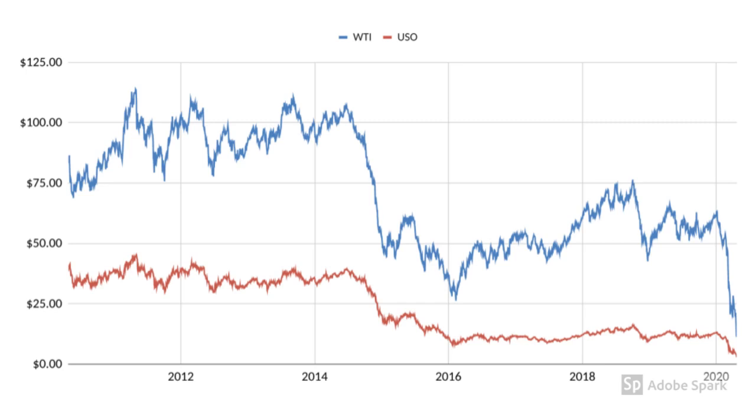Let's take another look at USO, one of the most popular oil ETFs used by speculators to gain exposure to the oil price, or I should say, to gain exposure to the price of oil futures contracts. On this chart, I am plotting in red the per-share price of the USO ETF going back 10 years to April 2010. In blue, I am plotting the published spot price of West Texas Intermediate oil in dollars per barrel.